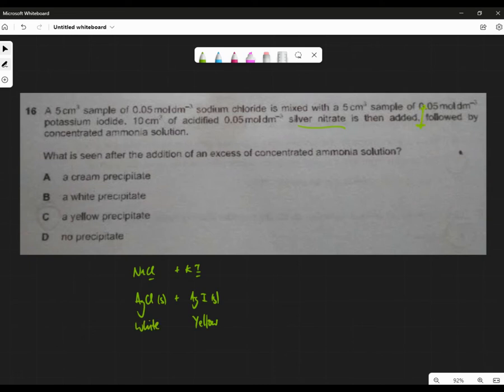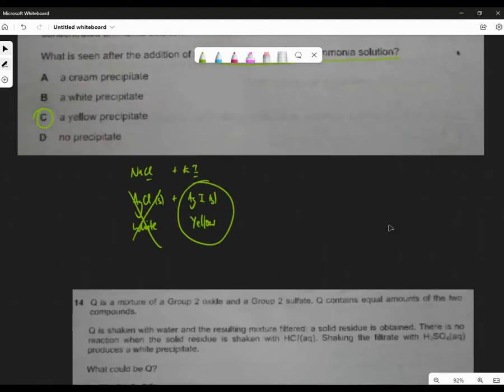Followed by concentrated ammonia. Ammonia is going to dissolve this one. Okay, it's going to dissolve the white one. It's going to leave the yellow one. So at the end, after we've added the concentrated ammonia, we get just the yellow precipitate, unless I mess up something there. But that looks quite reasonable. All right.